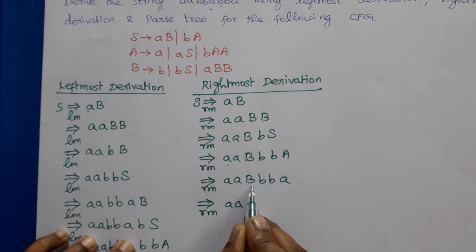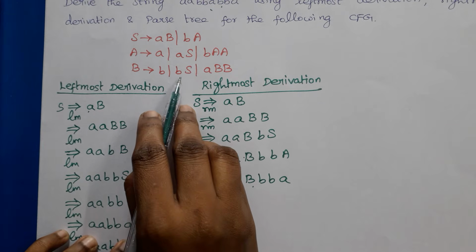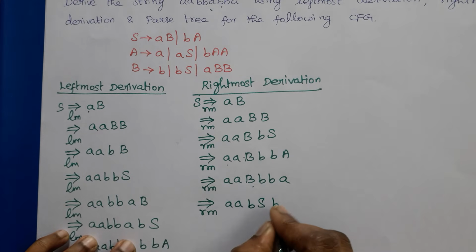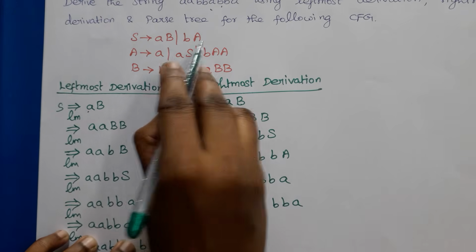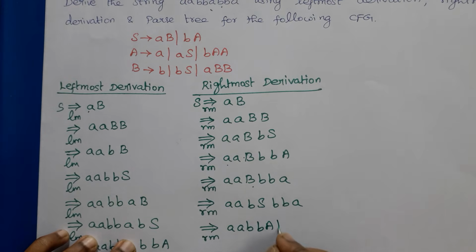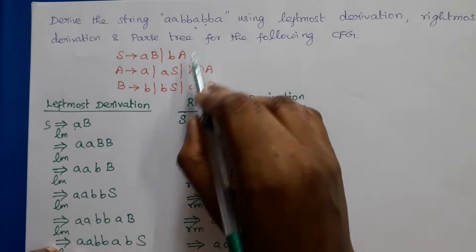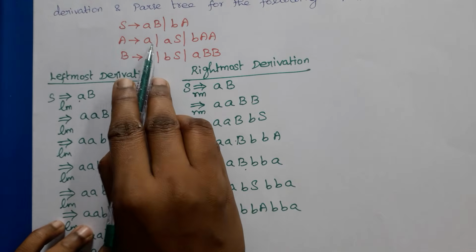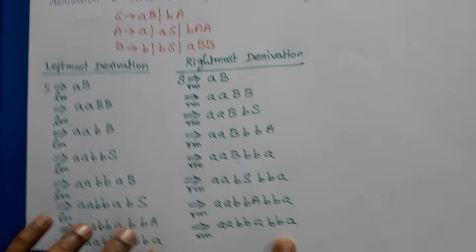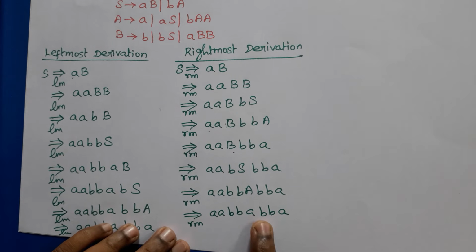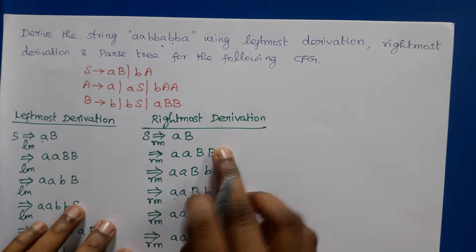The rightmost variable is B and B must be replaced by BS. Then in the next step, the rightmost variable is S. S must be replaced by BA. And now we need A. So A should be replaced by small letter a. So we have derived AA, BBA, BBA from S using rightmost derivation.